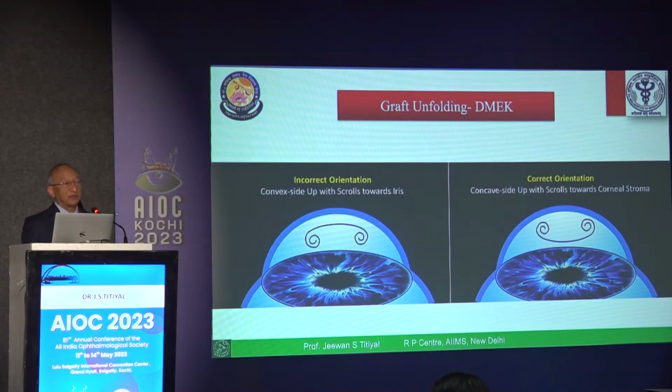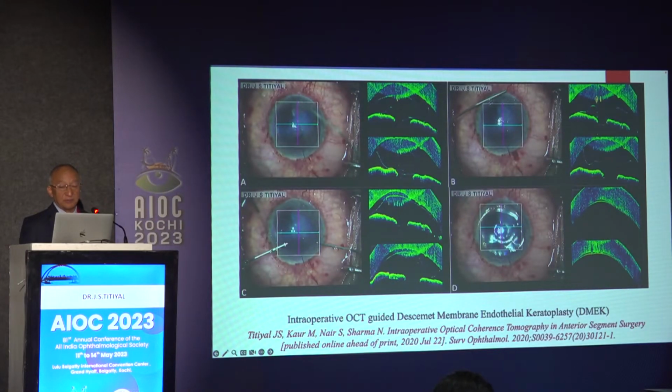So this IOCT microscope is used in a DMEK procedure also, to see the orientation of a DMEK roll inside the eye. This is the incorrect and this is the correct orientation of the DMEK roll inside, and you can pick up on the microscope. If this is the picture, you can see what the DMEK roll is, and ultimately you can attach them appropriately. So this is the beauty of this system.